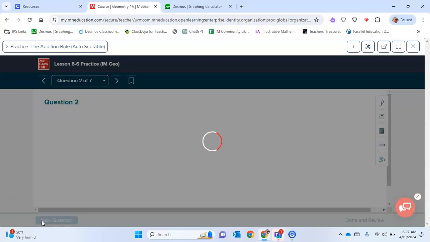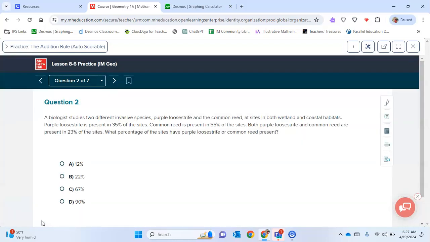Question 2. A biologist studies two different invasive species, purple loosestrife and common reed, at sites in both wetland and coastal habitats. Purple loosestrife is present in 35% of the sites. Common reed is present in 55% of the sites. Both purple loosestrife and common reed are present at 23% of the sites. What percentage of the sites have purple loosestrife or common reed present?